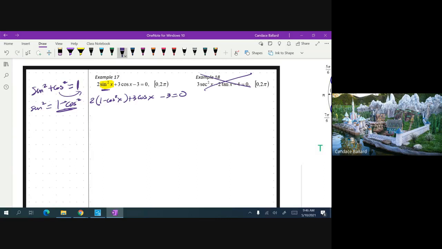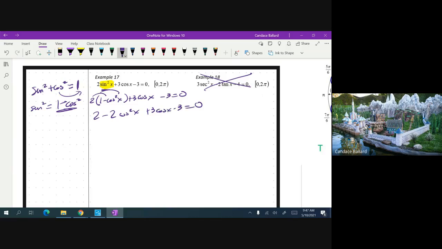What does instinct kick in and tell you to do with that 2? What do you guys think we should do? I want to hear from everybody. Everybody knows how to do this. There we go. We are going to distribute. That's right. So I'm going to distribute this in. So I've got 2 minus 2 cosine squared x plus 3 cosine x minus 3 equals 0.